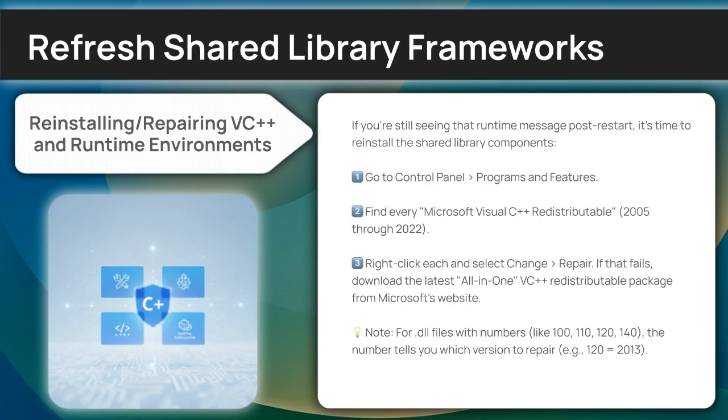First, go to Control Panel, then select Programs and Features. Second, find every Microsoft Visual C++ Redistributable, 2005 through 2022. Third, right-click each and select Change, then select Repair. If that fails, download the latest all-in-one VC++ redistributable package from Microsoft's website. Please note that for DLL files with numbers, the number tells you which version to repair. For example, 120 equals 2013.